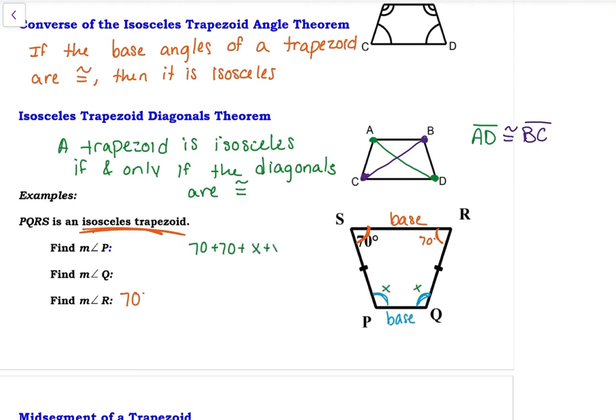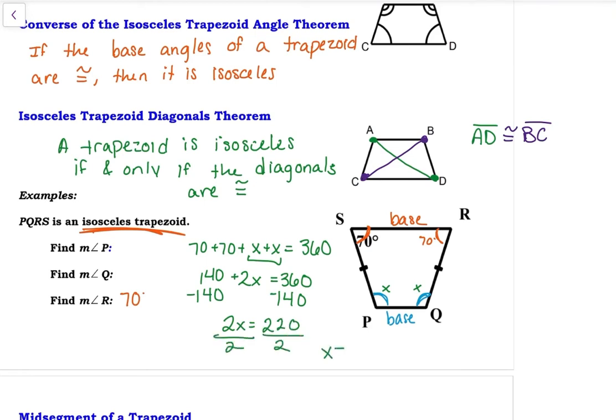So 70 plus 70 plus x plus x has to equal 360. We'll add together our 70s, and that'll get us 140. We'll add together our x's, and that'll be 2x equals 360. We'll subtract that 140 over, and we get 2x is equal to 220. Divide by 2, and we get x is equal to 110 degrees. So remember that both of these angles are equal to x, which means both are equal to 110. So angle P is 110, and angle Q is 110.